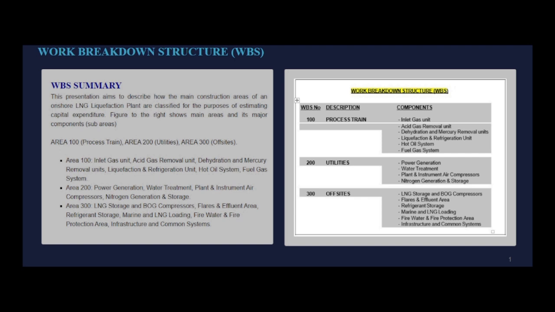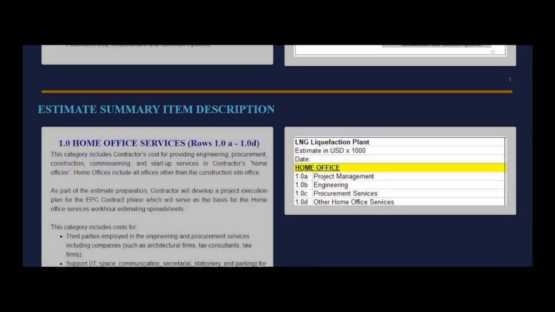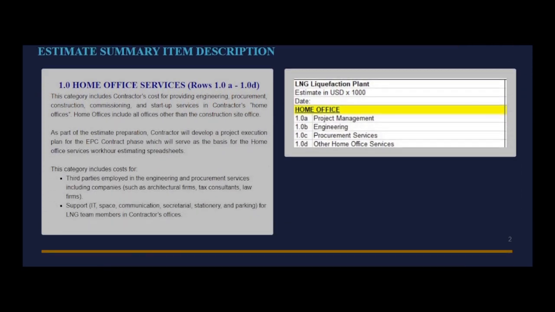Now, let's start describing each item which makes up the estimate, grouping them by categories. This WBS has 10 categories and 84 items. First in the list: Home Office Services. This category includes contractors' cost for providing engineering, procurement, construction, commissioning, and startup services in contractors' home offices. Home offices include all offices other than the construction site office.